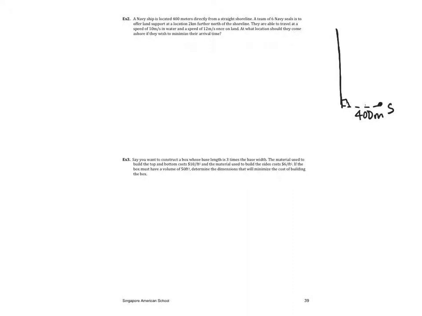So right there. Then it says that the Navy SEALs offer land support 2 kilometers north of this point. So we want 2 kilometers north. Well, this whole thing is 2 kilometers. But if this first numerical value was in meters, then I should change my 2 kilometers into 2,000 meters. So I know this distance from there to there is 2,000 meters.